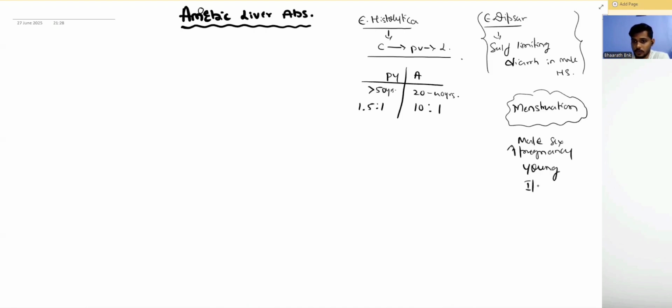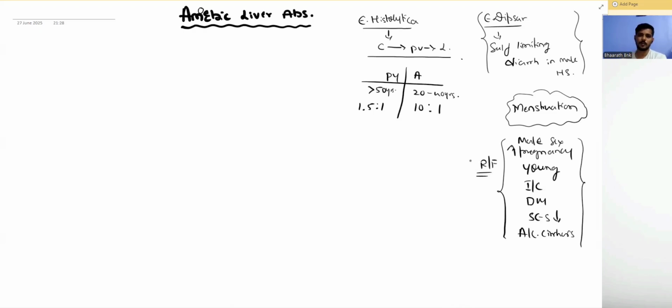And if there's an immunocompromised state, if they are diabetic patients, or if their socioeconomic status is low, because it is mainly from the fecal route, if the living conditions are terrible, then there are high chances of colonic infections through which it can lead to the liver abscess. So all these are the risk factors, and also patients with alcoholic cirrhosis, where immunity is again compromised. These are the groups of patients in whom amoebic liver abscess is more common.